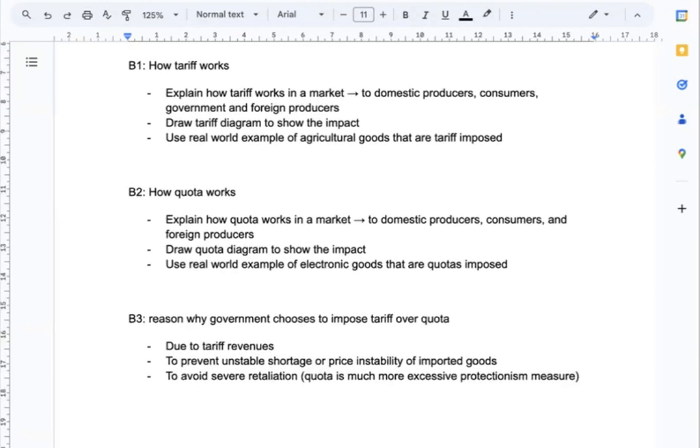Last, I can explain the reason why government chooses to impose a tariff over a quota. First, it's apparently due to the tariff revenue that the government can collect. And also, realistically, it can be to prevent unstable shortage or price instability of imported goods. And potentially, it can be to avoid severe retaliation, since a quota is a much more excessive protectionist measure compared to a tariff.